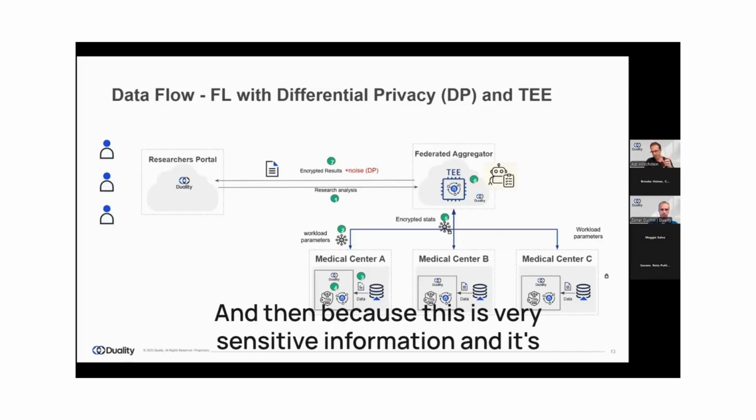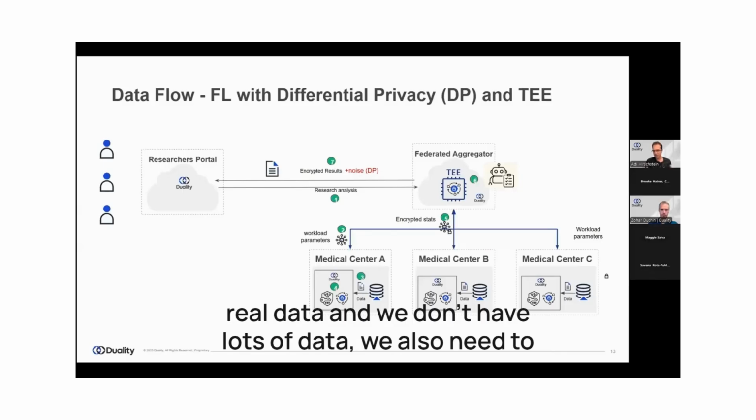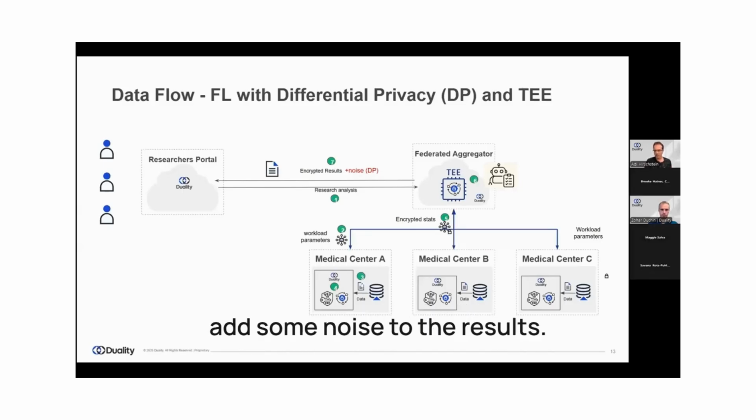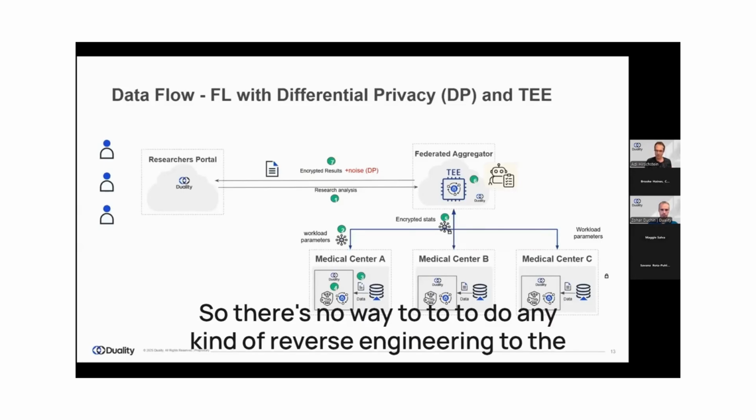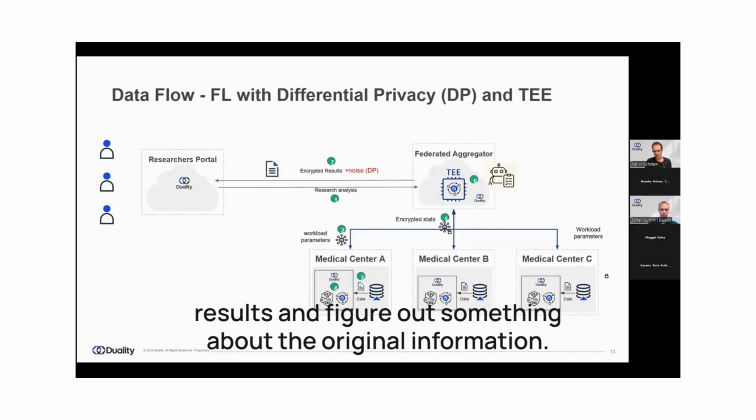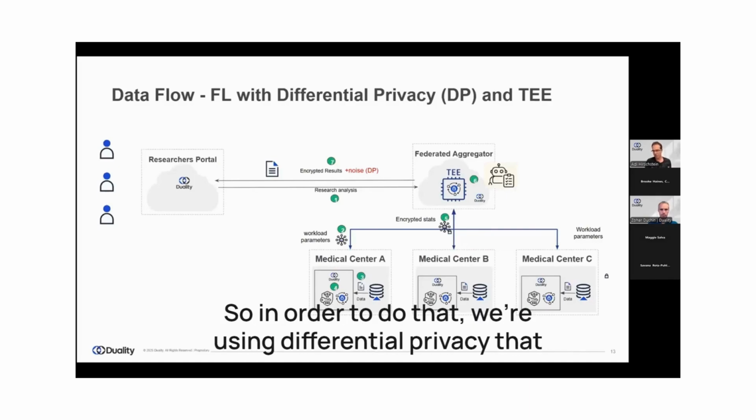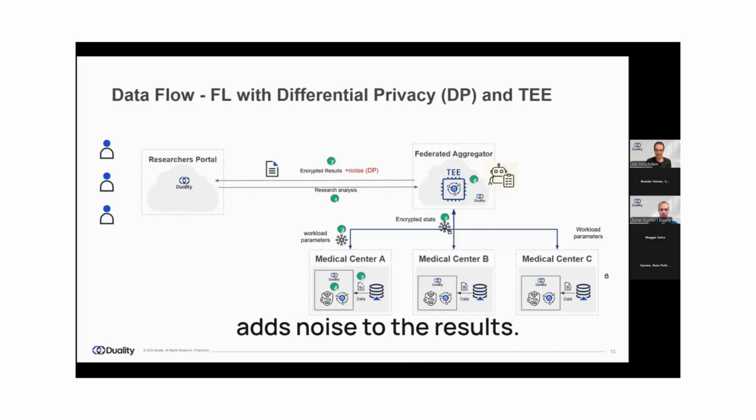And then, because this is very sensitive information and it's rare data and we don't have lots of data, we also need to add some noise to the results, so there's no way to do any kind of reverse engineering to the results and figure out something about the original information. In order to do that, we're using differential privacy that adds that noise to the results.